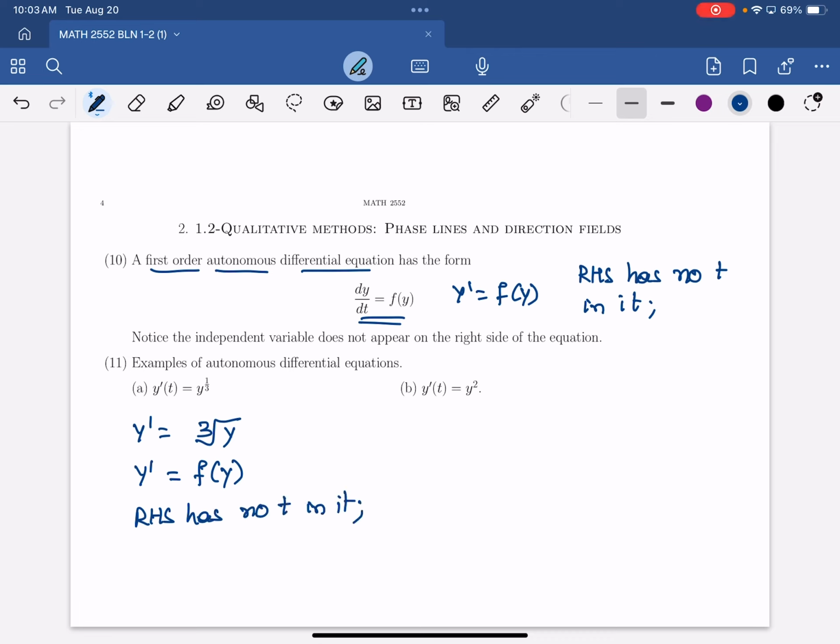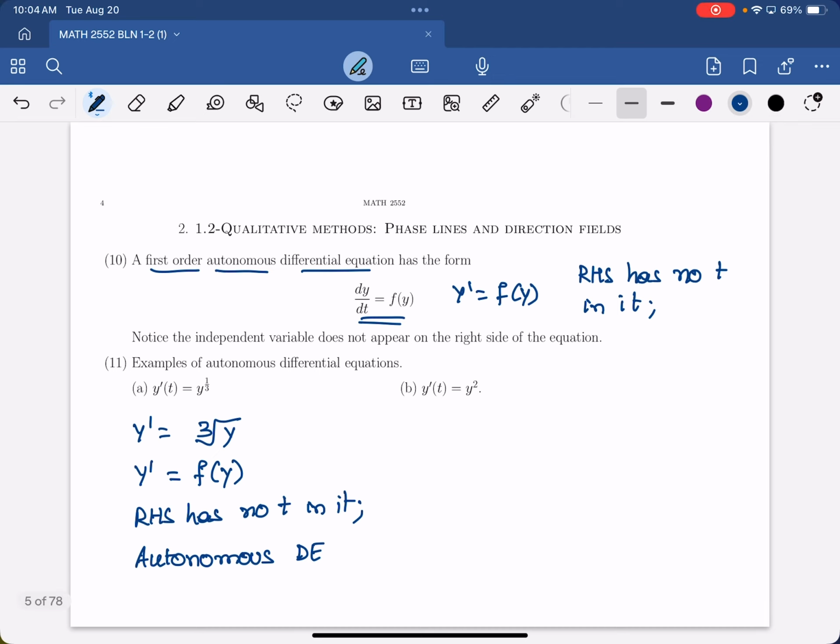Right? So that's why, is it autonomous or non-autonomous? Autonomous, right? Autonomous differential equation. First order differential equation. Is that clear? Now a question, is it linear or non-linear? Non-linear. Why is it non-linear? Because of the cube root, right?